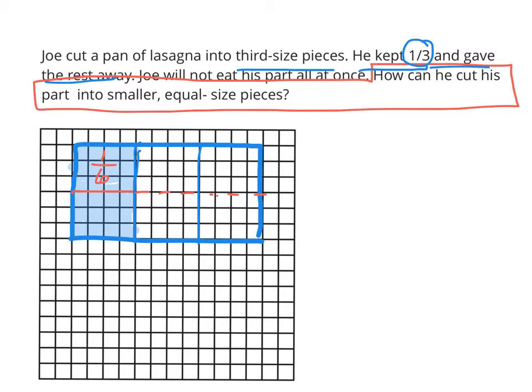Well, if we're talking about his portion, it's both of these parts right up here, 1/6 and 1/6. So how much is 2 of these 6's? Well, that would be 2/6, 1/6, 2/6. So we can rename Joe's part of 1/3 as 2/6.